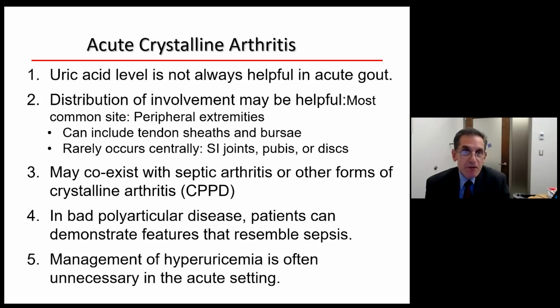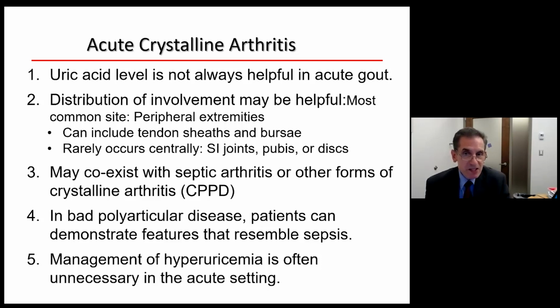Acute crystalline arthritis, a review. Uric acid level is not always helpful in acute gout. Distribution of the joint involvement may be helpful. Remember, it's important to know that tendon sheaths and bursa may be involved in crystal disease, but it rarely affects central joints such as the sacroiliac joints, the pubis, or the lumbar or cervical discs.